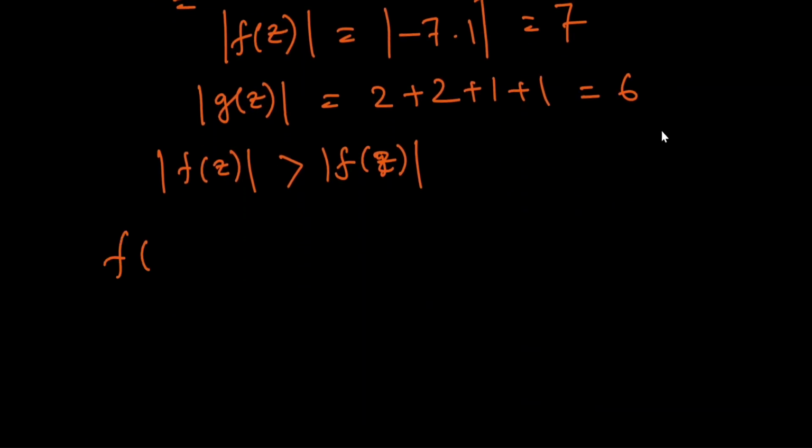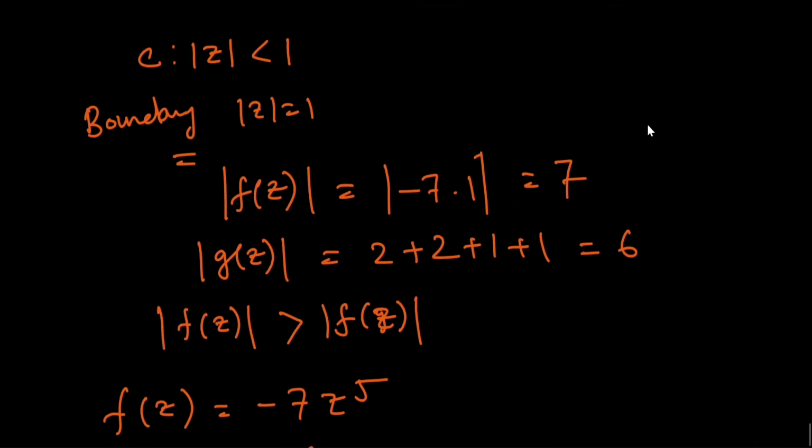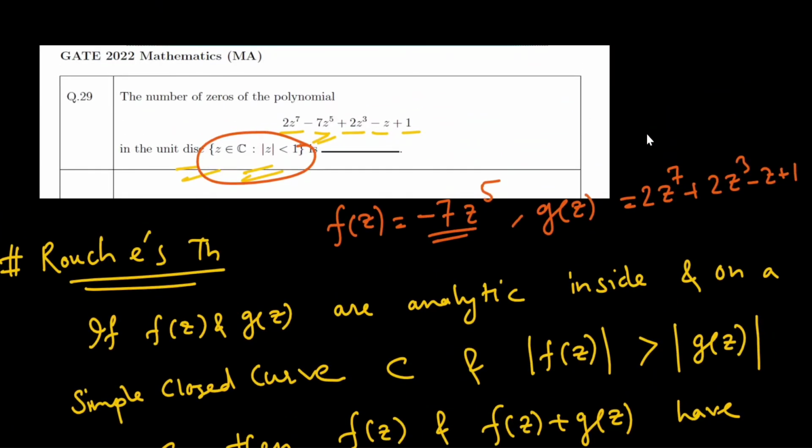Now f(z) equal to minus 7z^5. The zeros of f(z) are minus 7z^5 equal to 0. This means z equal to 0, 0, 0, 0, 0, a zero of order 5. That means the number of zeros are 5 for f(z) and f(z) plus g(z). Therefore the number of zeros are clearly 5. This is the answer for this problem.